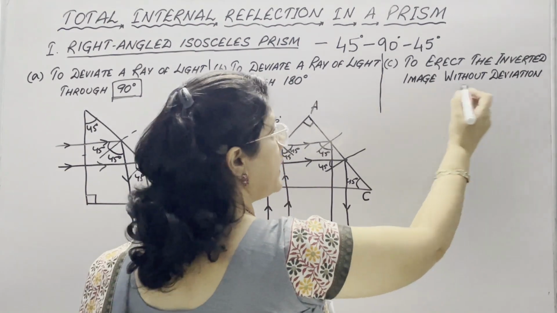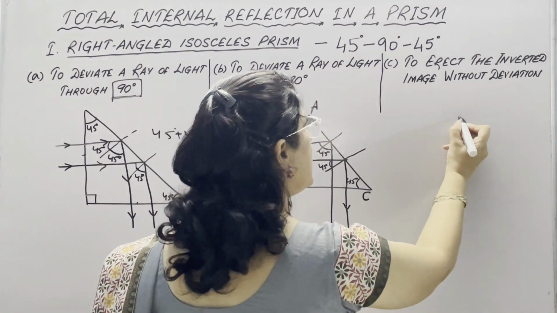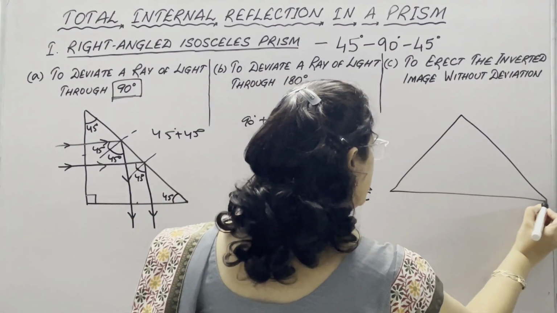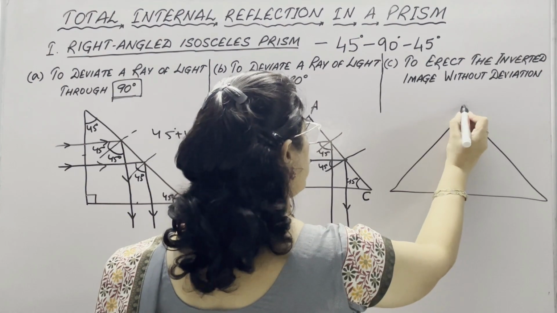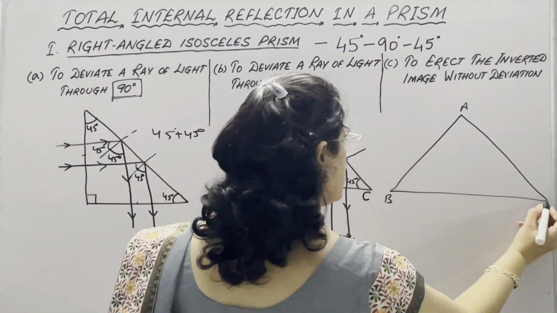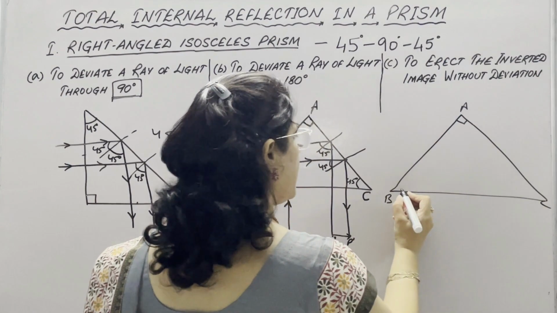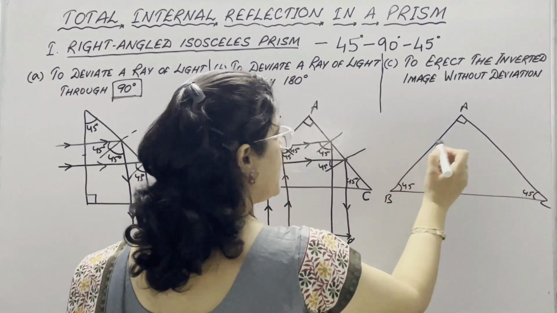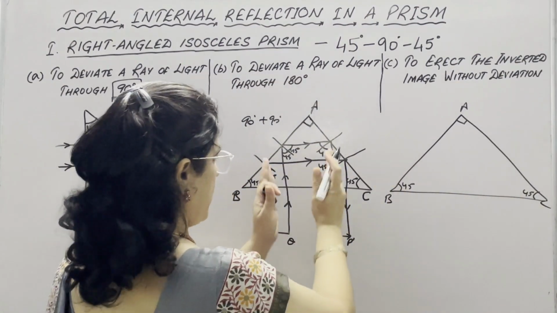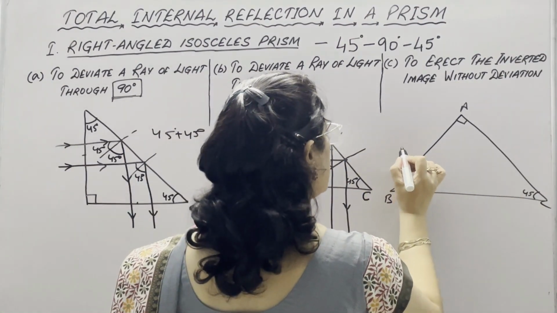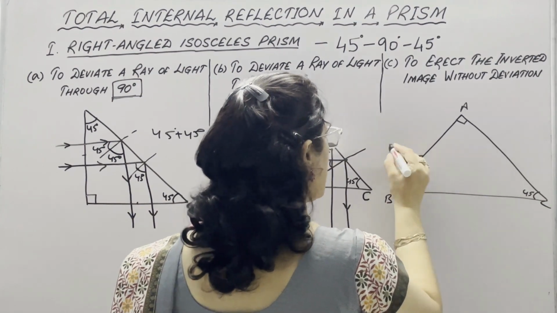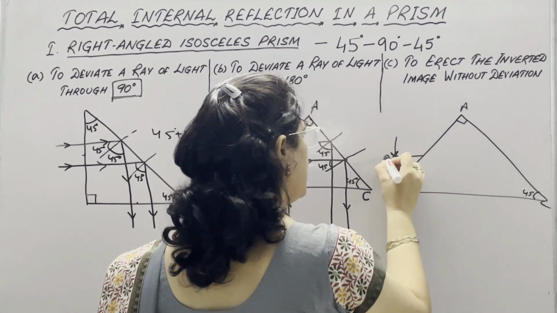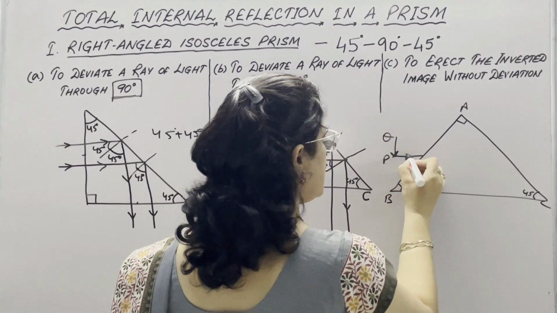Now to erect the inverted image without deviation, we need to place the prism in the same position, but the ray of light is incident in a different way. This is our prism ABC. This is angle of 90 degree, here 45, again 45, but rays incident not from the hypotenuse side, in this case we are taking it like this. Suppose this is our inverted object placed, P, Q. So this ray is incident.